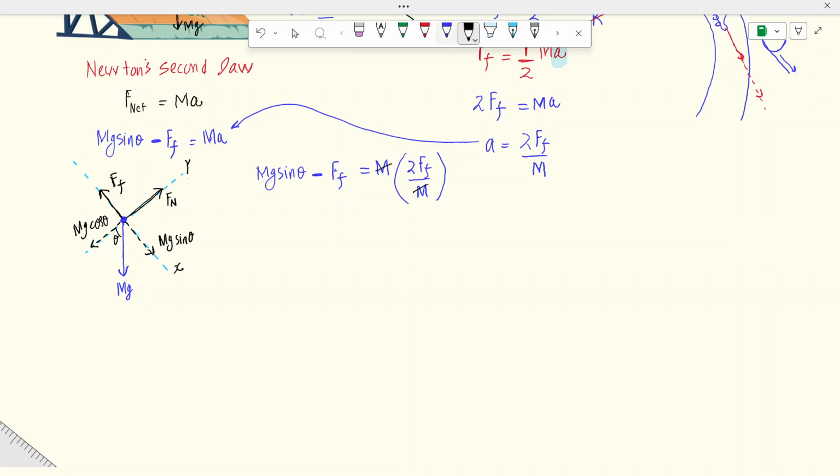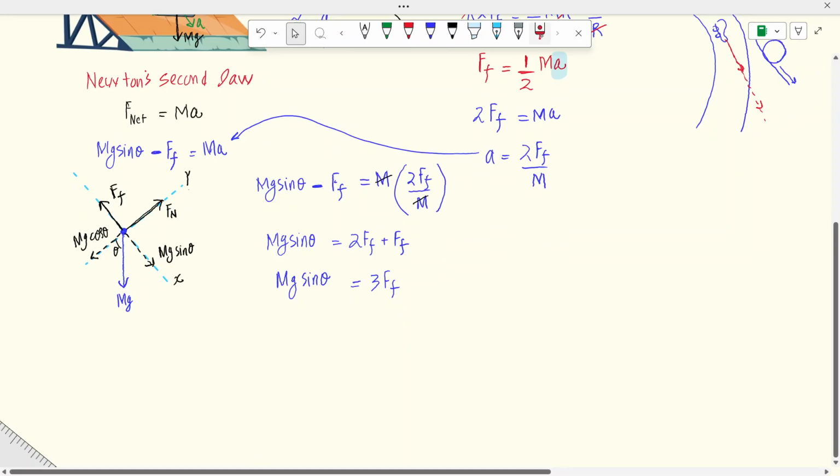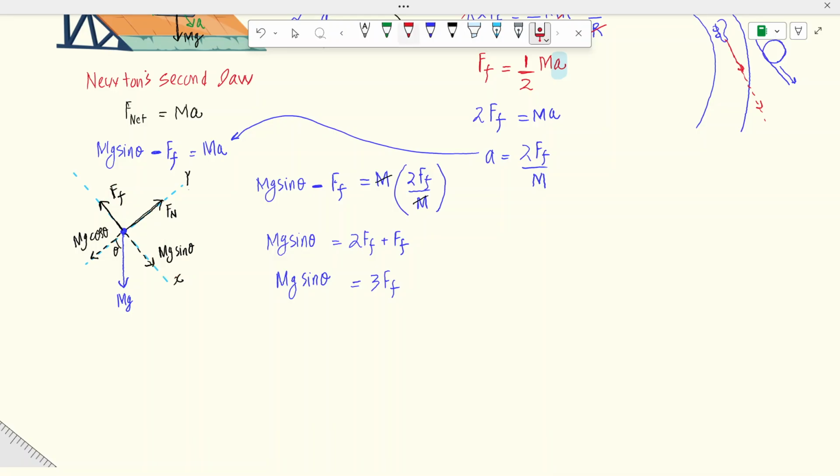So the m cancels out, and in mg sin theta, you can add the force of friction on both sides, so it will be 3 times the force of friction, right? And finally you can see, as I already showed you in the free body diagram, that mg sin theta should be more than the force of friction, but how many times more, this final equation is telling us crystal clear: the friction is 1/3 of mg sin theta.